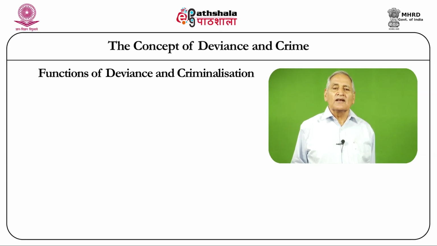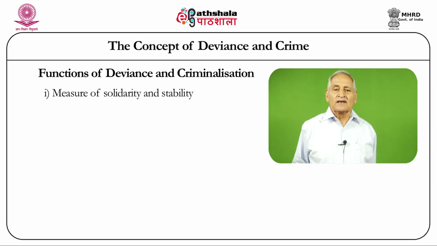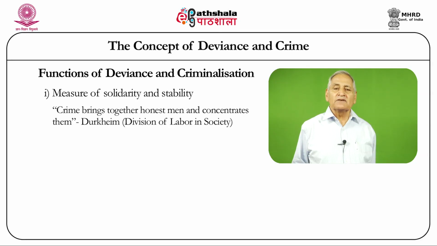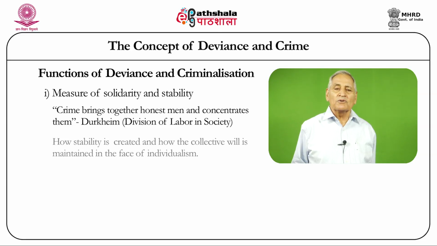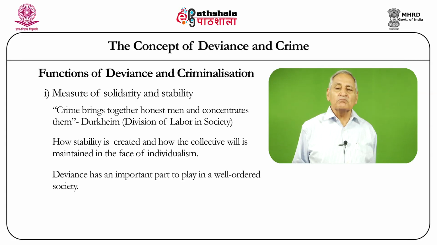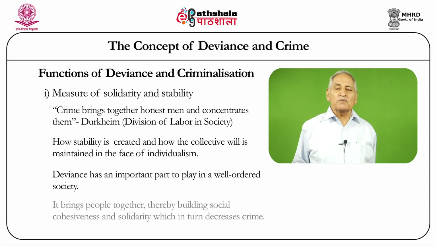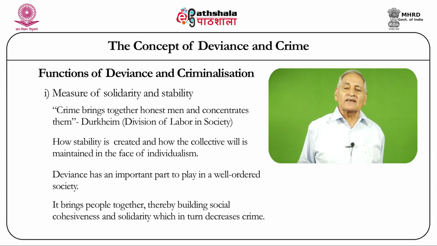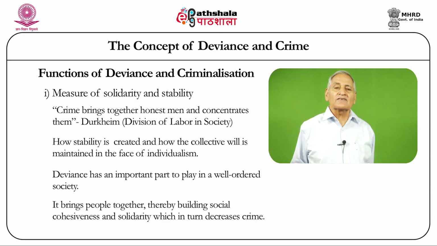Deviance and criminalization have three important social functions. It is said to be a measure of solidarity and stability. This is what Durkheim, in his Division of Labor in Society, describes: how stability is created and how the collective will is maintained in the face of individualism. Deviance has an important part to play in a well-ordered society. It brings people together, thereby building social cohesiveness and solidarity, which in turn decreases crime.